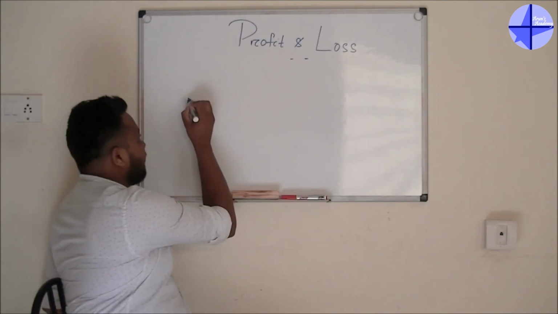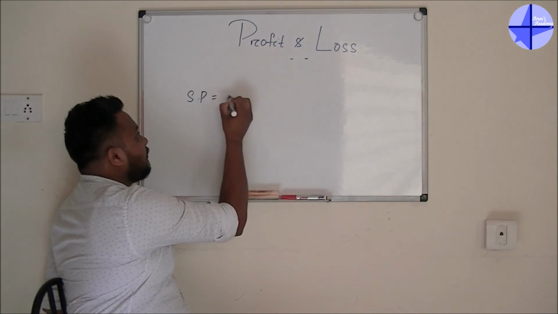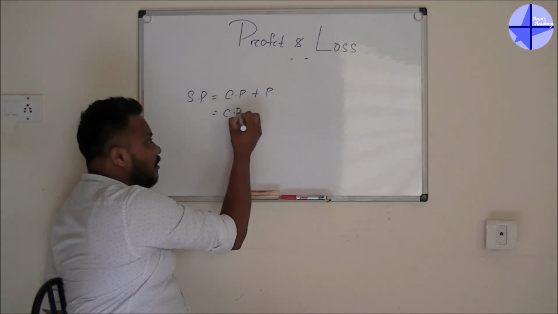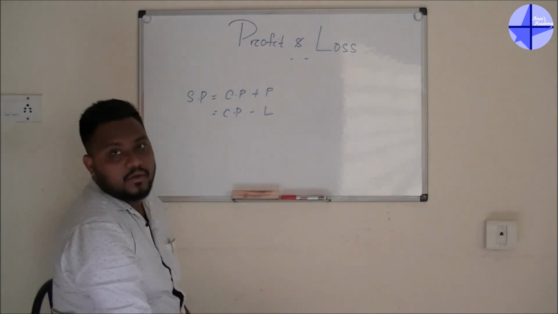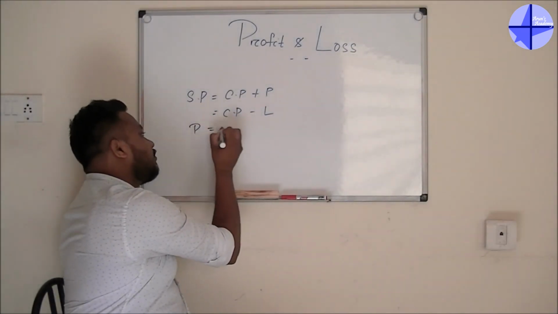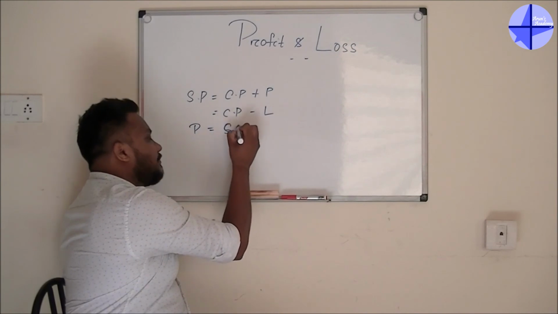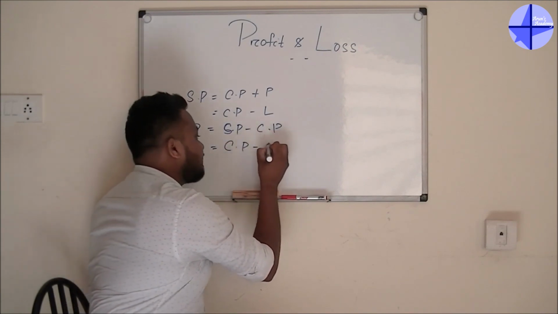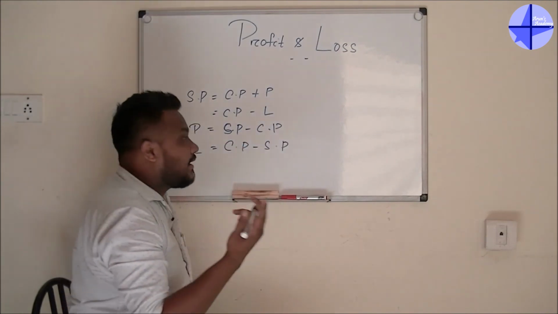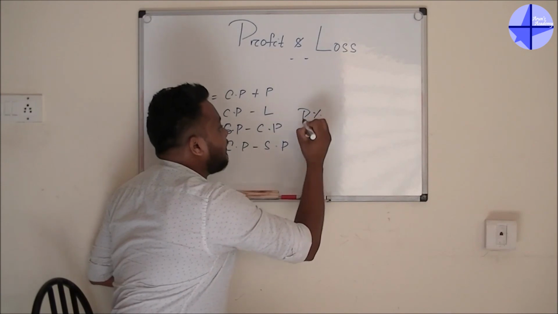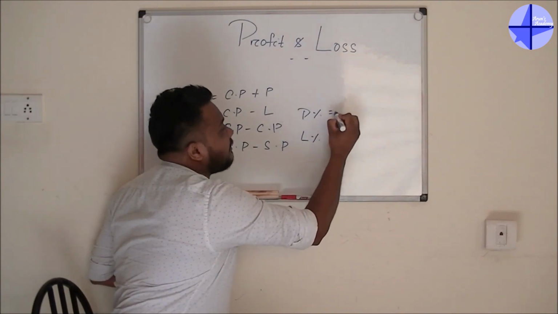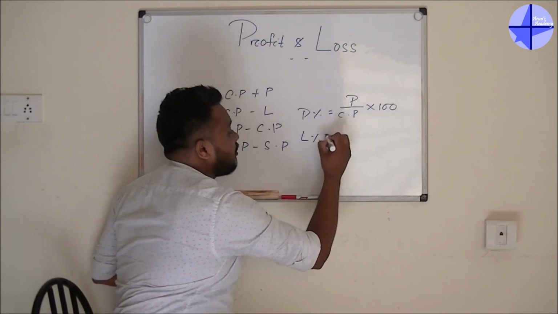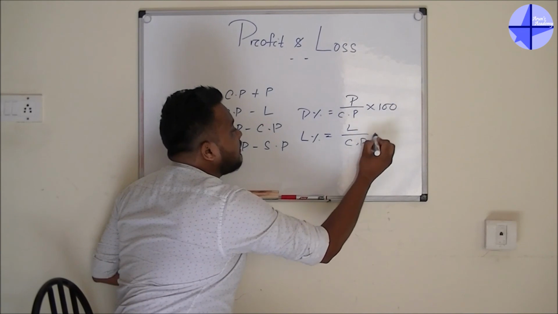Selling price is equal to the cost price plus profit, and selling price is equal to the cost price minus loss. Okay, next one, the profit is equal to the selling price minus the cost price. The loss is equal to the cost price minus the selling price. And the other 2 formulas, the profit percentage and the loss percentage. Profit percentage is equal to the amount of profit divided by cost price into 100. Loss percentage is equal to loss divided by cost price into 100.